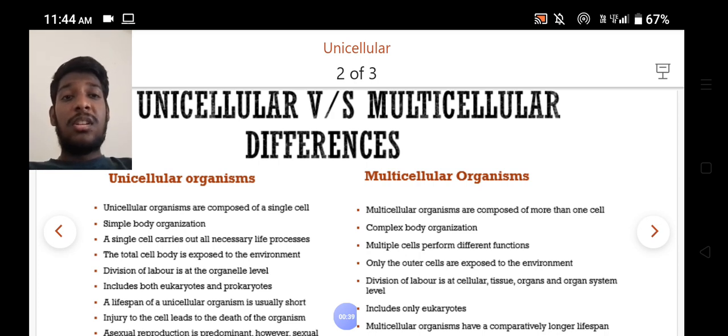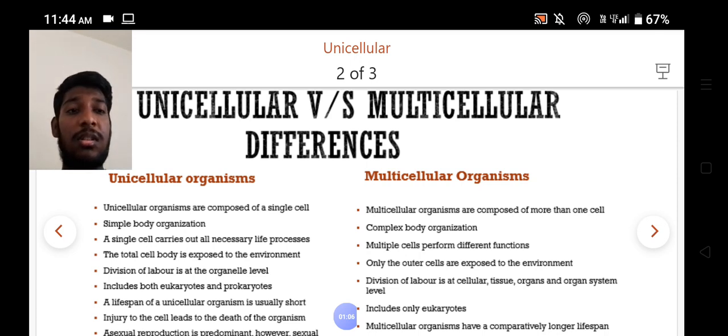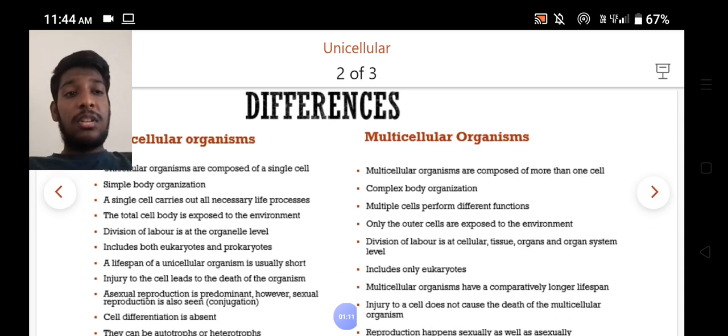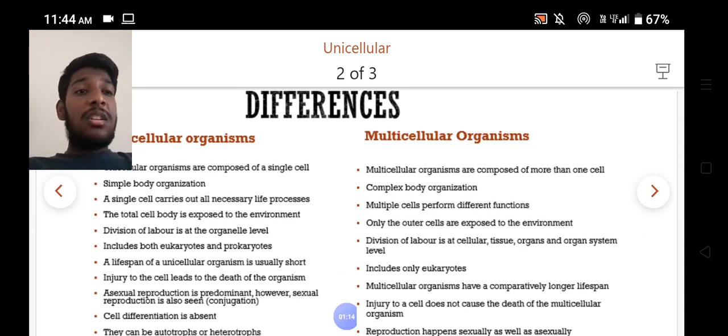In unicellular organisms, a single cell carries out all the necessary processes of life, whereas in multicellular organisms, many cells perform different functions. In unicellular organisms, the total cell body is exposed to the environment. But in multicellular organisms, only the outer layer of the organism is exposed to the environment.